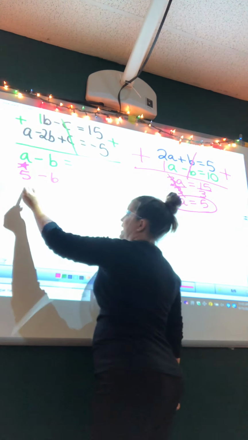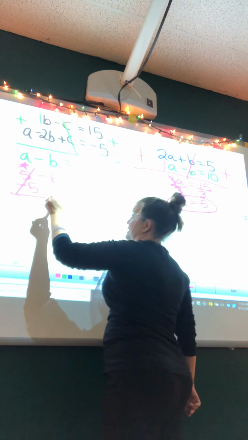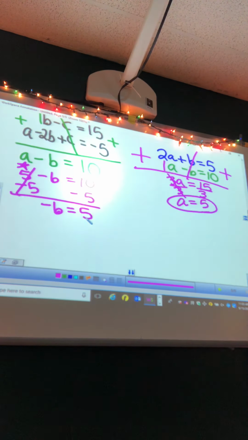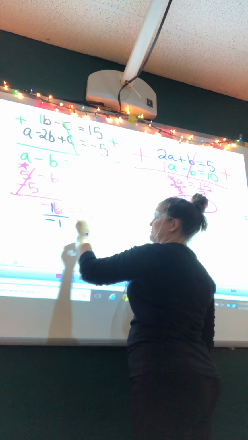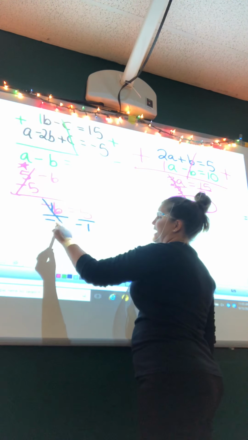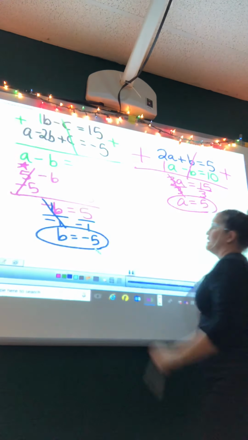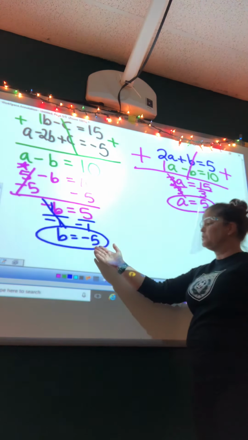Moving over that 5, opposite of what we see. Negative b equals 5. Is that good math? Is that an answer? No. What do we have to do? We got to divide because there's really a negative there. Get a positive b equals negative 5. I have a equals positive 5. I have b equals negative 5.